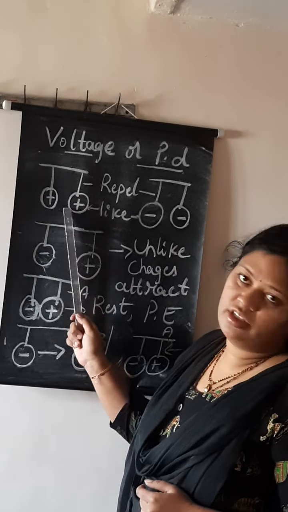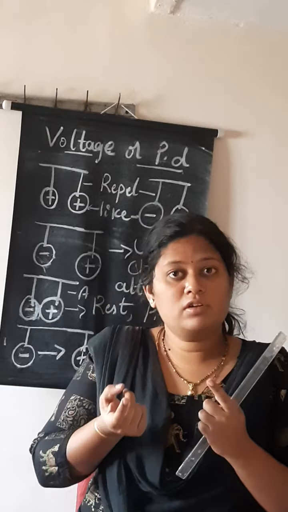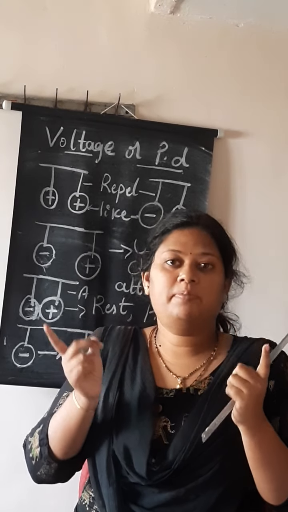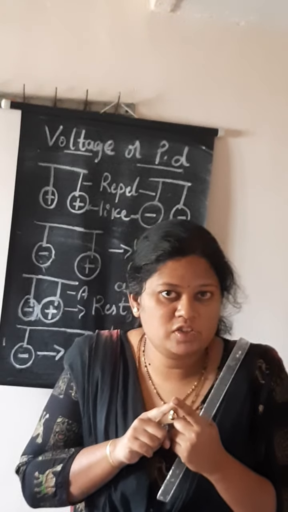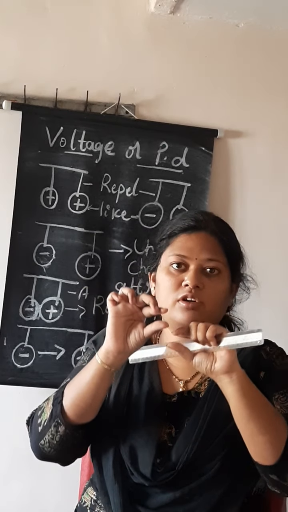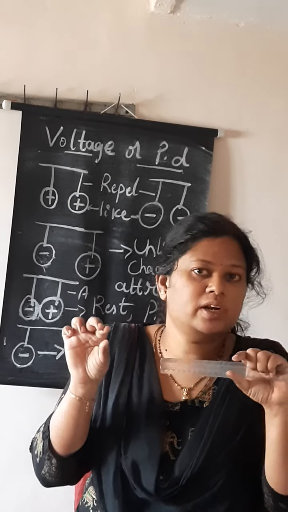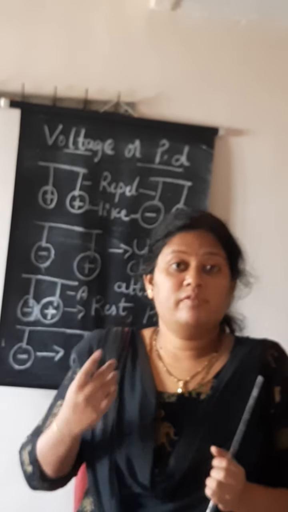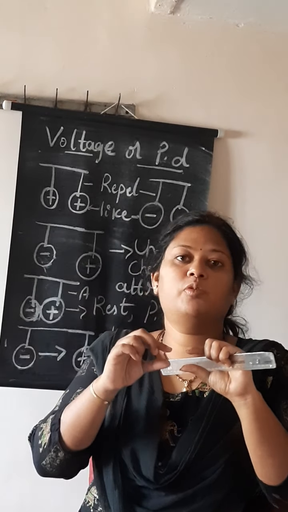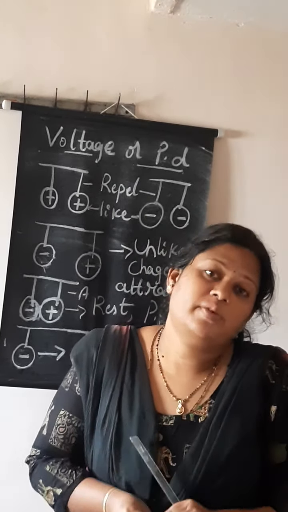If you consider any bar magnet, it has a north pole and a south pole. North and north are like poles. South and south are like poles. North and south are unlike poles. You also know that like poles repel each other, unlike poles attract each other. When you bring two north poles together, they repel and do not get attracted. Similarly, two south poles repel. Whereas if you bring a north and a south pole together, they get attracted. So like poles repel, whereas unlike poles attract each other.